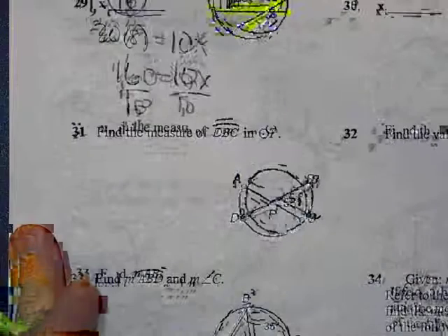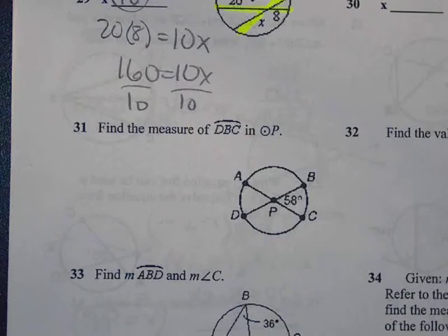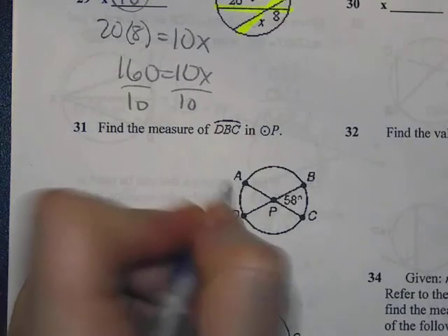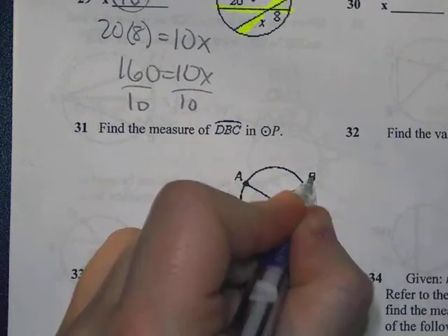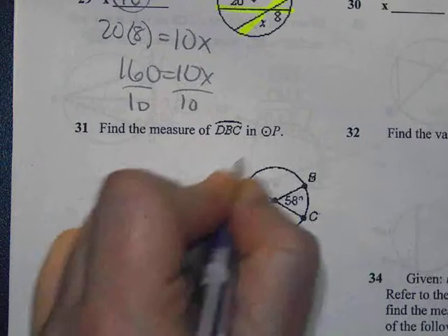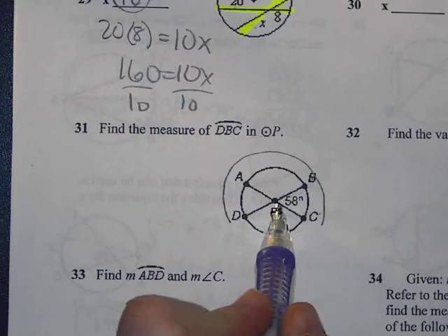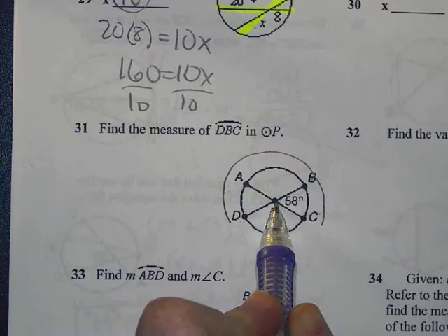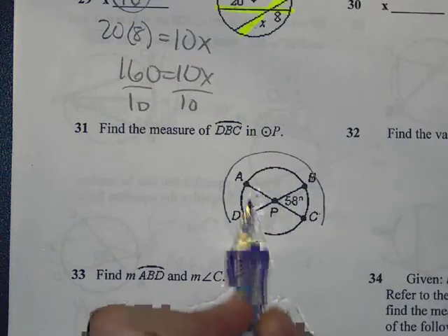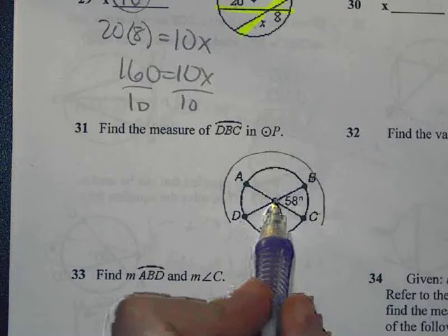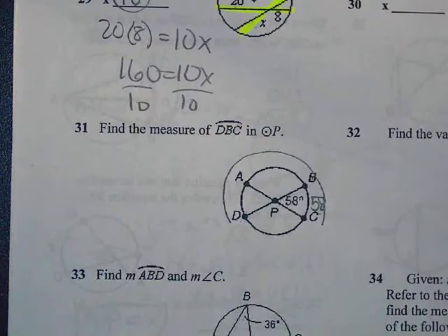All right, so 31, looking at this picture, we want to find the measure of D, then B, then C. So I want to go all the way around. That's my goal to find. So I may have to find individual pieces. The first thing I notice is that since P is drawn with a point, all of these angles inside are central angles, which means the angle is exactly identical to the arc that it forms. So I can automatically move that 58 over.